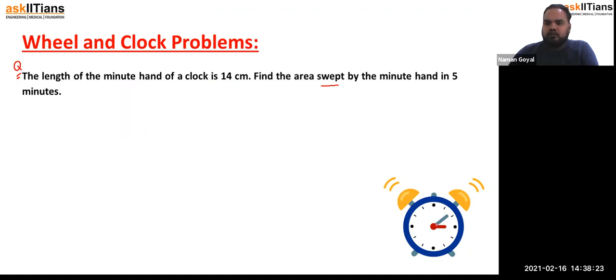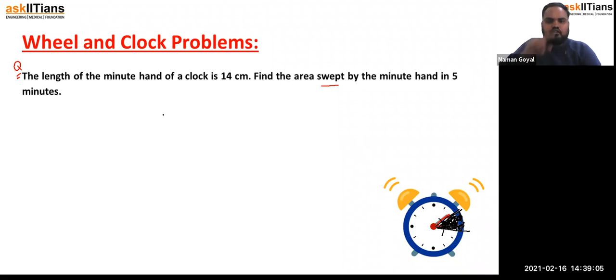If there is a clock and this is the minute hand, after 5 minutes the minute hand will come to this point. So this area is covered by the minute hand, and the question is asking for that area. This part is nothing but a sector of the clock, so what we want is its angle. First of all, we want to find out how much angle it swept in 5 minutes.